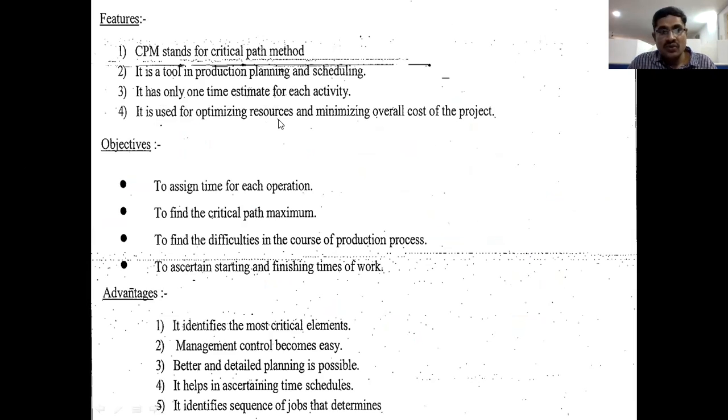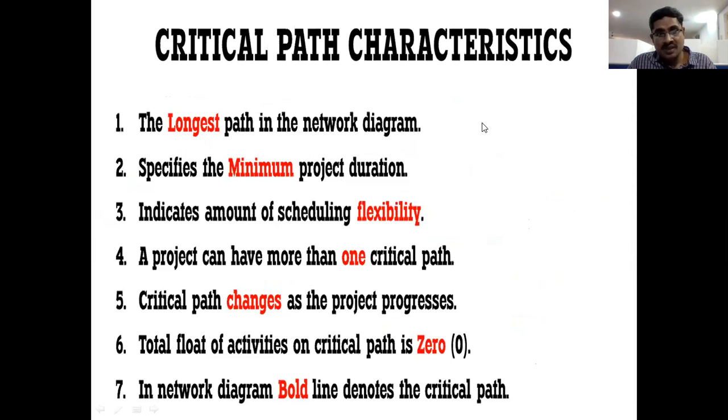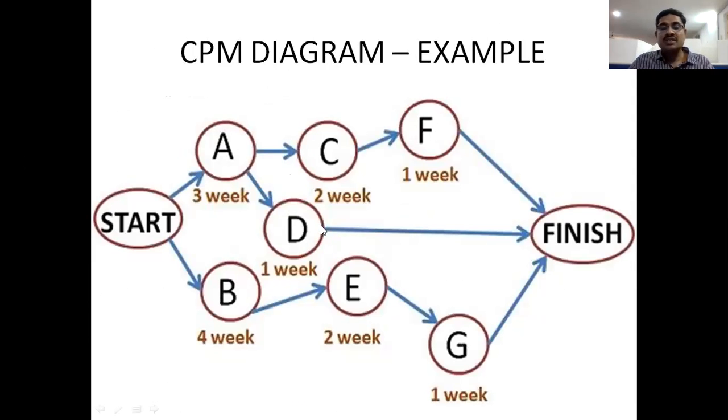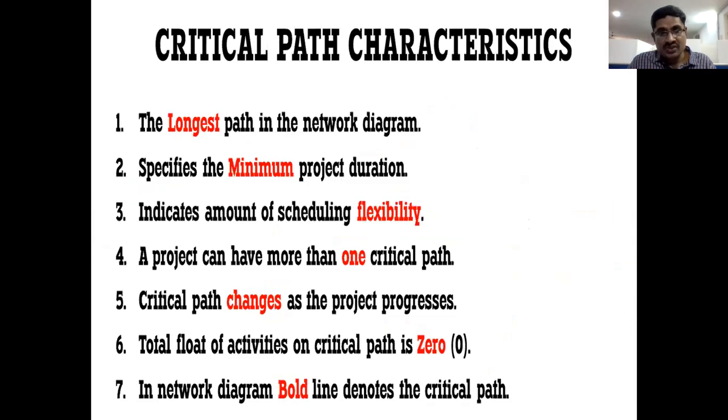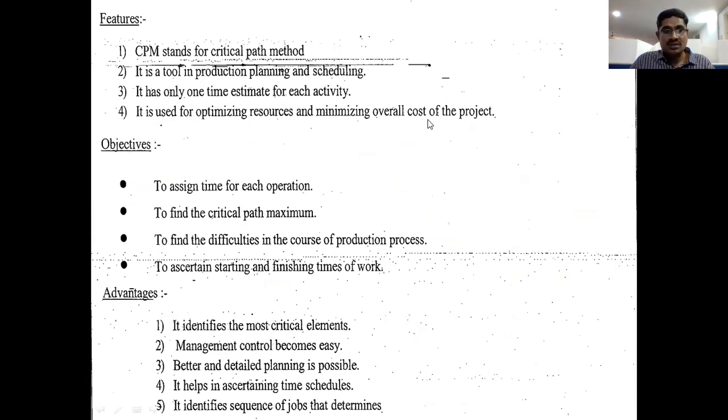And next, it is used for optimizing resources and minimizing the overall cost of the project. So here this method is majorly used for two things. First, reduce effort and time, and effectively utilize the resources of the company. Resources means here the 5 Ms: men, machinery, methods, materials and money. By using these resources effectively and reducing the efforts and time, we minimize the overall cost. So these are the features of CPM.